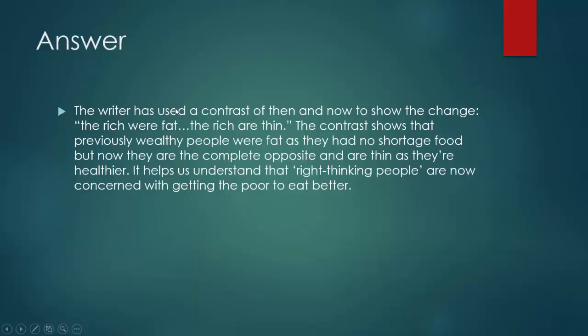Step 1, I've identified the writer has used a contrast of then and now to show the change, and I've quoted, "The rich were fat, the rich are thin." Now I'm going to analyse. So the contrast shows that previously wealthy people were fat as they had no shortage of food, but now they are the complete opposite and are thin as they are healthier. It helps us understand that right-thinking people are now concerned with getting the poor to eat better.